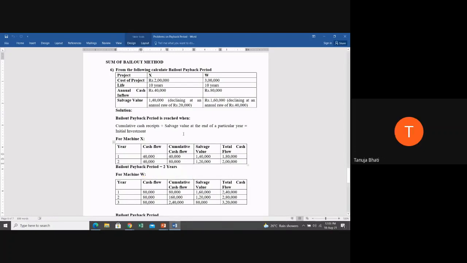Now let us quickly solve the bailout period for project W. So on the same line, students, I'm going to write here cash flow, cumulative cash flow, salvage value, and the total cash flow. So I'm going to do year wise. First your cash flow is 80,000 annually. So obviously each year I'm going to write 80,000.